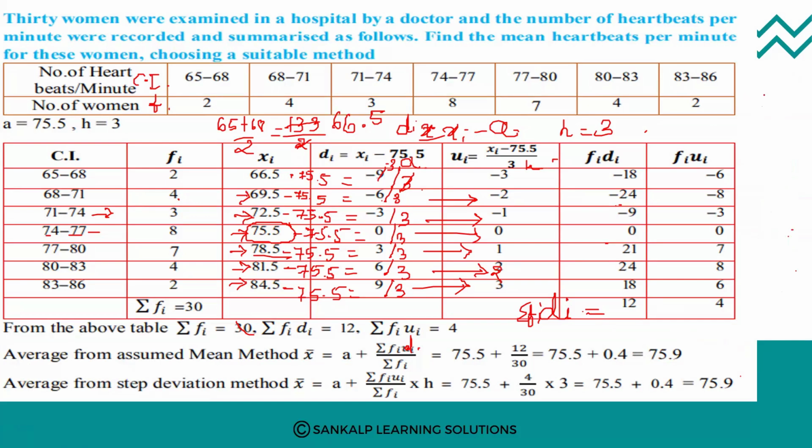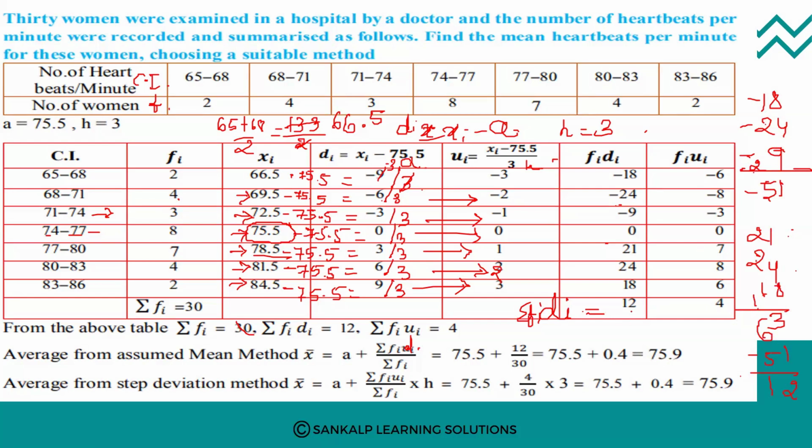Yes, minus 18, minus 24 and minus 9. Okay, so 8 plus 4 that is 12, 12 plus 9 that is 21. So the negative total is minus 51. Here this is 21, 24 and 18. 8 plus 4 is 12, 12 plus 1 is 13, and 2, 4, 5, 6 that is 63. So 63 minus 51 is equal to 12. Okay, so sigma Fi di is 12.